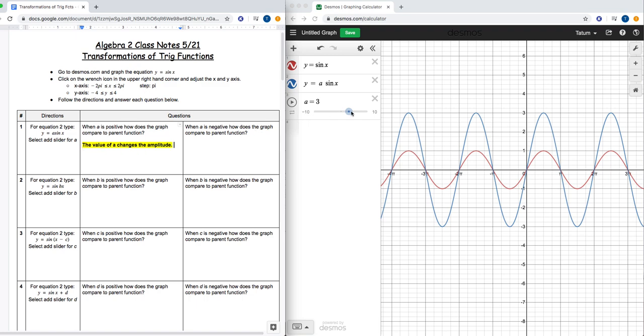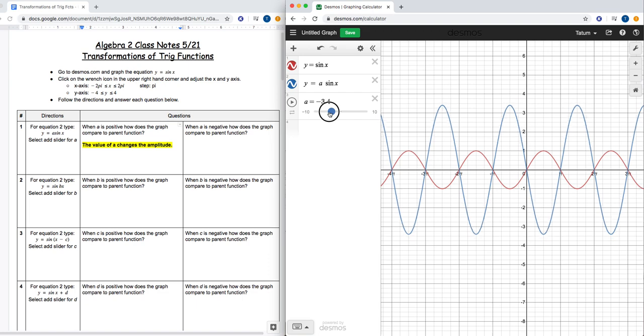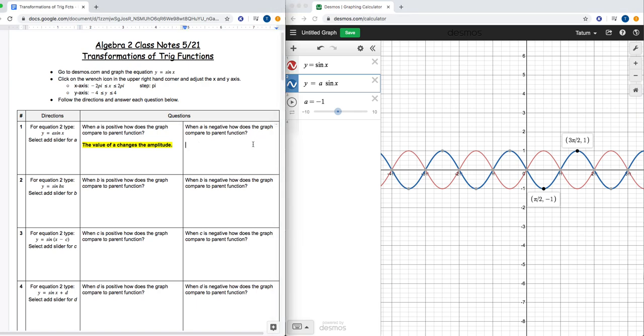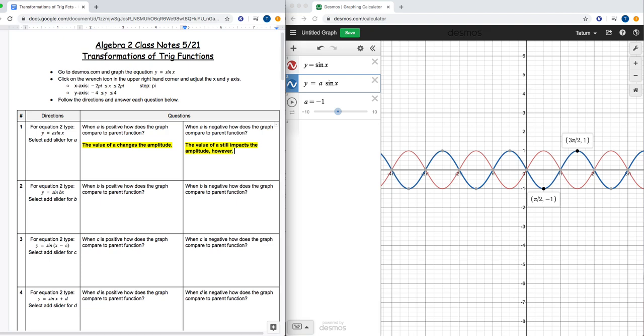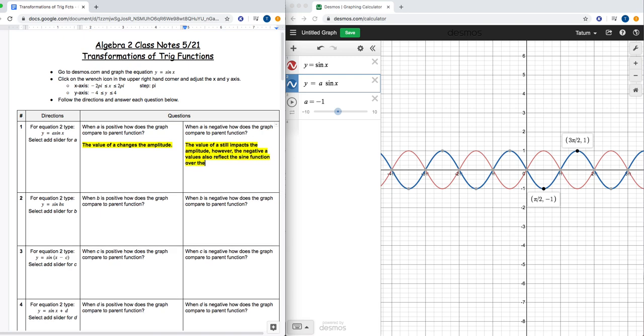Well, what happens when a is negative? When a is negative, not only does the amplitude change, but it also takes our curve and reflects it over the x-axis. If you make a -1, the amplitude is still 1 on this blue line here, but it took our maximum and suddenly made it a minimum. So the value of a still impacts the amplitude. However, the negative a values also reflect the sine function over the x-axis.